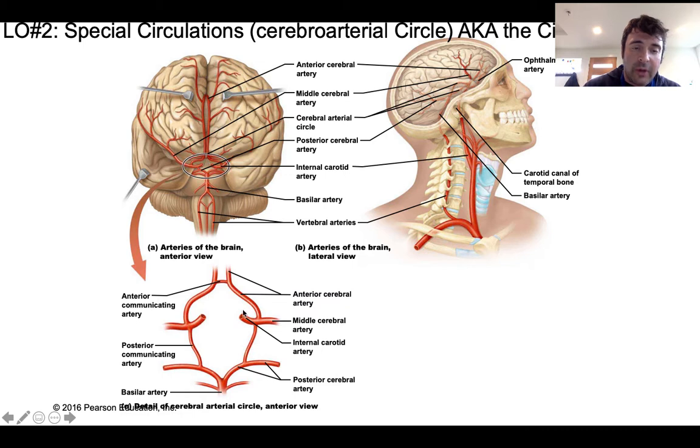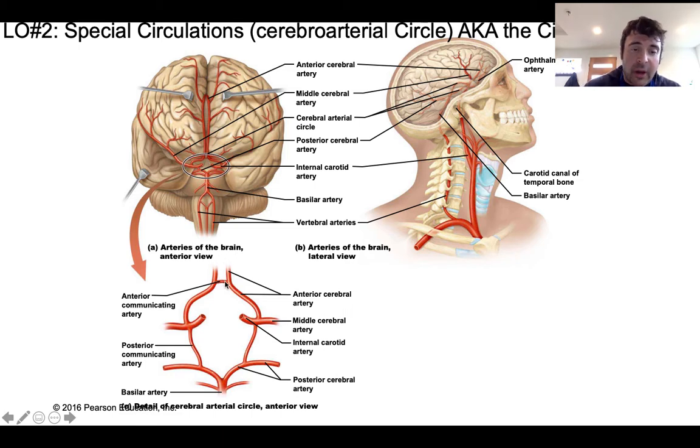Then you have the anterior cerebral artery. The anterior cerebral artery will continue up to feed the anterior portions of the cerebrum, such as your frontal lobe, which is where the processes of executive function, decision making, and reasoning come from.